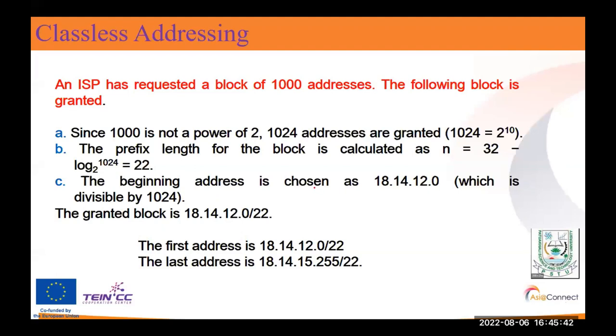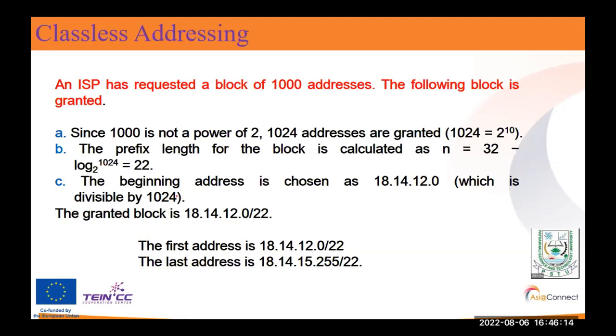And the beginning address, you can choose different kinds of beginning address, but it must follow the three rules. That means the beginning address you can choose 18.14.12.0, which is divisible by 1024. What do you mean by 1024? That means if I have taken this address, then the granted block is 18.14.12.0/22. So this is the first address, and total 1024.